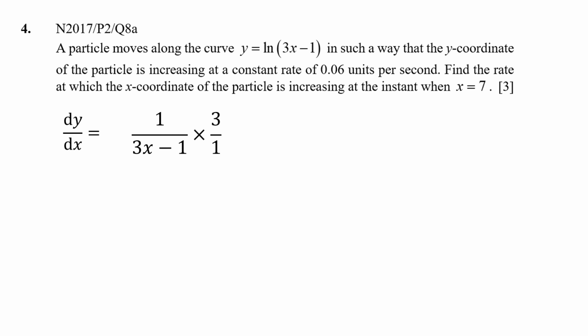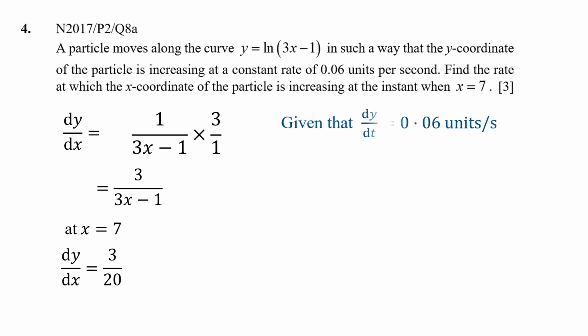Okay, you need to differentiate ln(3x - 1). That will give us 1 over 3x - 1 times the differentiation of 3x - 1, which gives us 3. All right, so this is what you get. So at x equals 7, your dy/dx will just be 3 over 20.